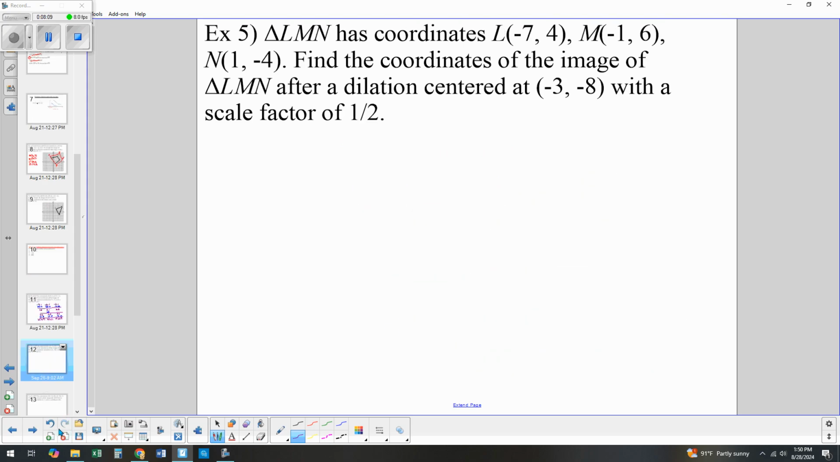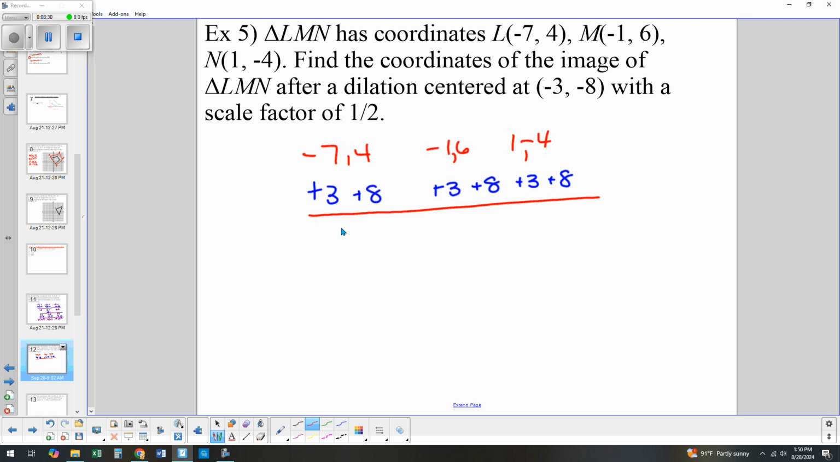So we'll do another example together. Same idea. I'm going to start with my original points. Okay, so subtract. Again, I have 2 negatives here, so we're going to do the opposites. Plus 3 and plus 8 on those. So that gives me negative 4, 12, 2, 14, and 4, 4.